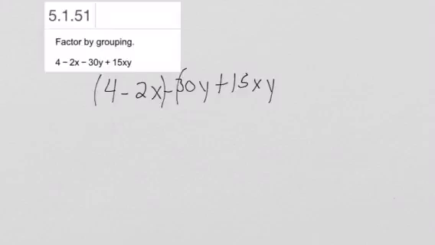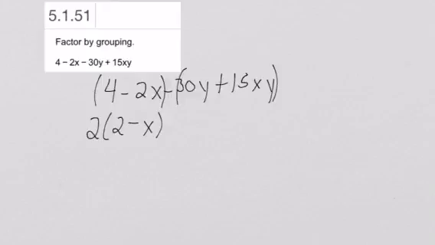Alright, one more factor by grouping. Again, I'm just going to rewrite the problem. Now sometimes when you group the first 2 and the second 2, they don't have anything in common, so you might have to rearrange them. So let's try this one. First 2, second 2, got them grouped. Now if I look at the first 2, I can pull the 2 out, and that's going to leave me with 2 minus x.